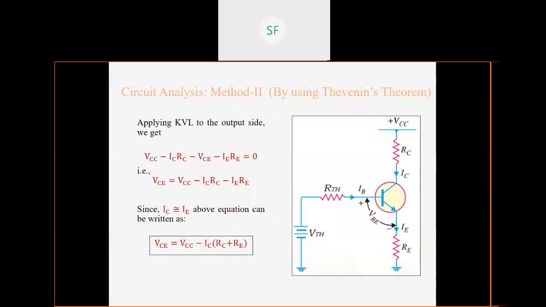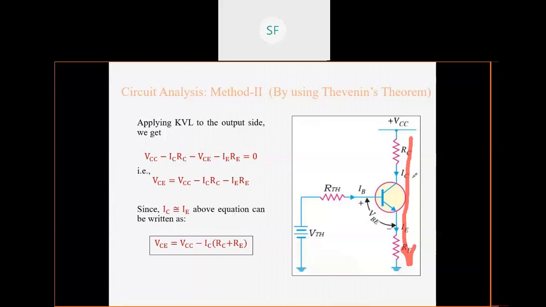If you observe the output side, applying KVL to the output side, there will be no difference at the output side. Why? Because in both circuits the output side is one and the same, you know. So same equation and same methods we have applied. So applying KVL to the output side again, this is your output loop. I have already explained it to you.